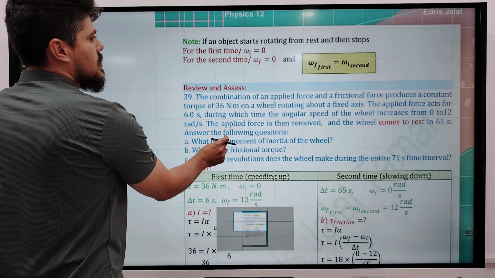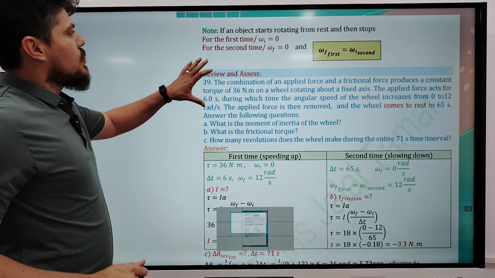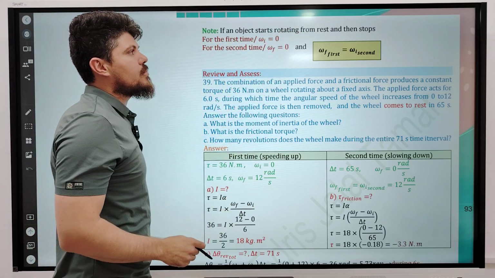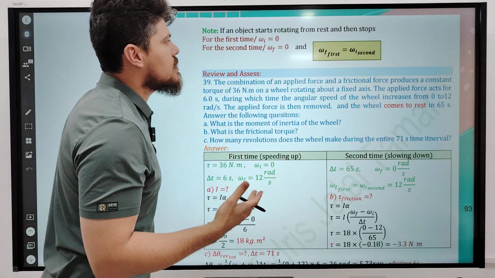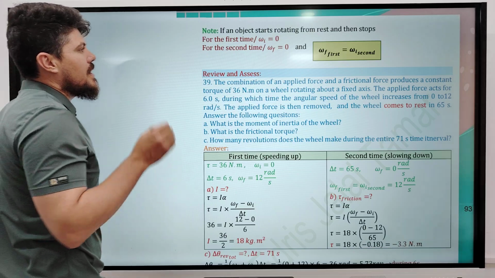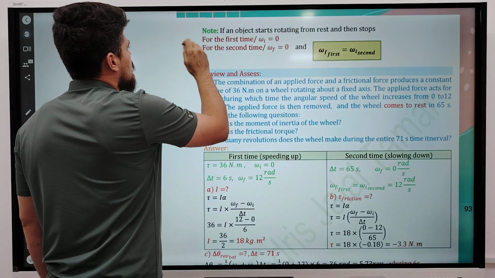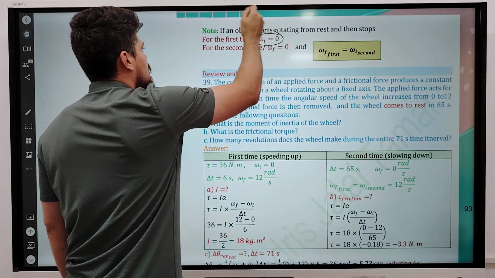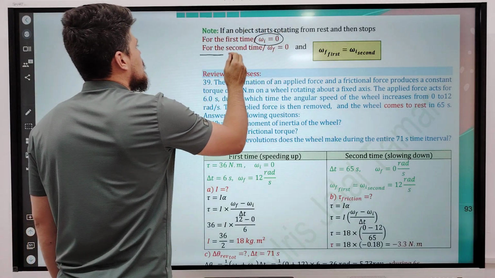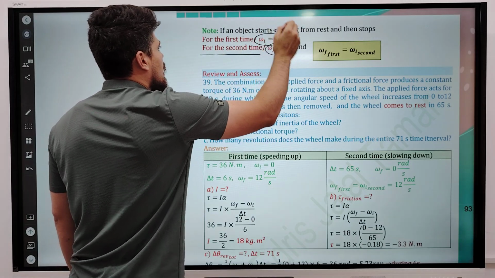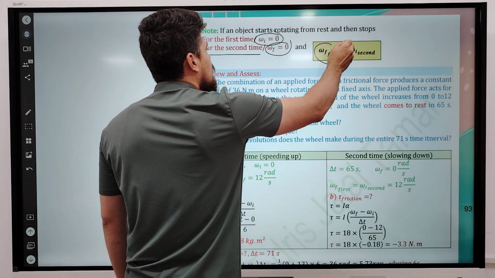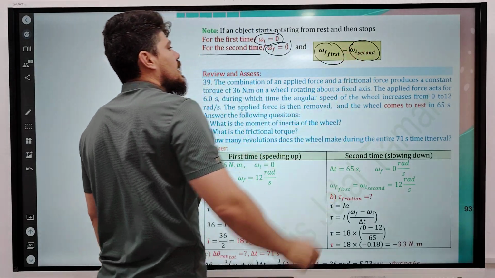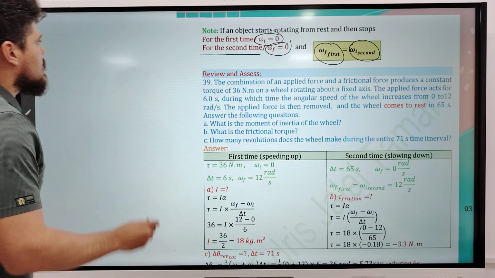Very good question, please listen carefully. We have this note that relates to question 39. If an object starts rotating from rest and then stops because of air resistance, friction, or any other reason: the first time, the object starts rotating from rest, it is speeding up, so omega initial is 0. But for the second time, omega final is 0, and the final angular speed of the first case of speeding up is equal to the initial angular speed for the second case.